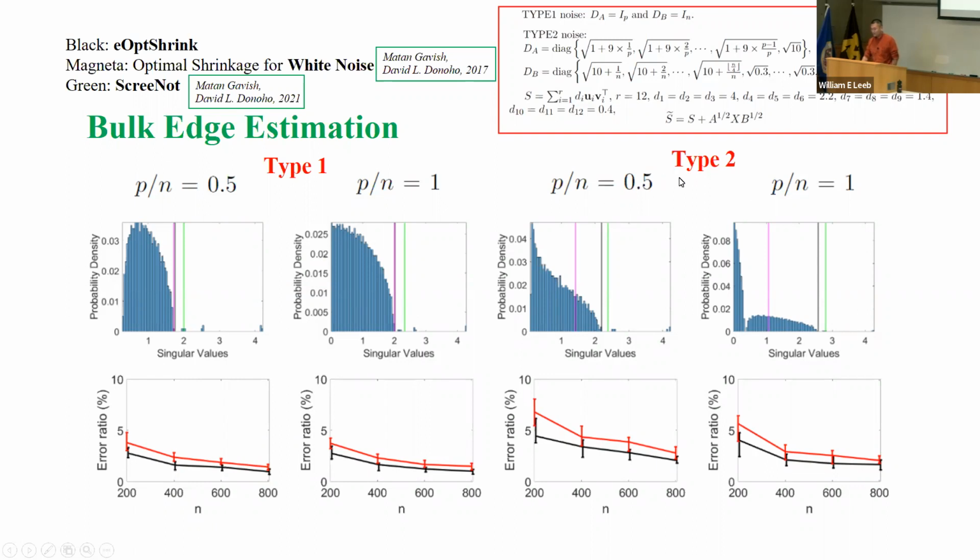Also for type 2 noise, which is colored and dependent noise, our method, the black line, has a very correct estimation of the bulk edge. You see this black line is just at the rightmost edge of the noise-only distribution. And the second row is the convergence, the error ratio between the original bulk edge and our estimator. You can see as N grows, the error rate decreases, no matter whether it's type 1 noise or type 2 noise.